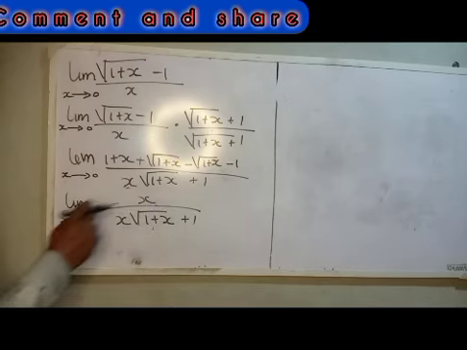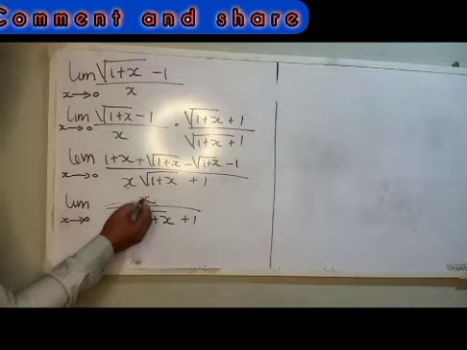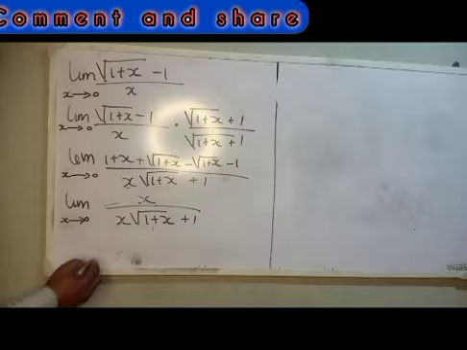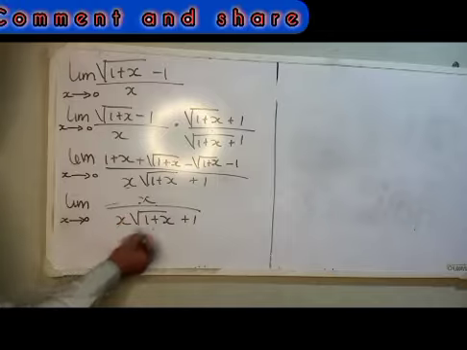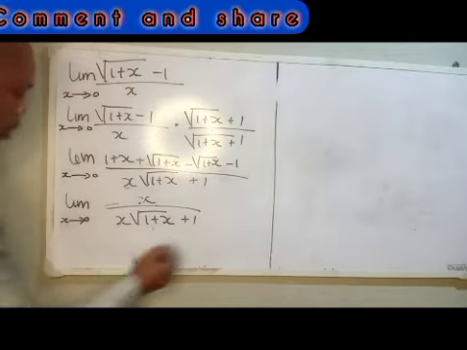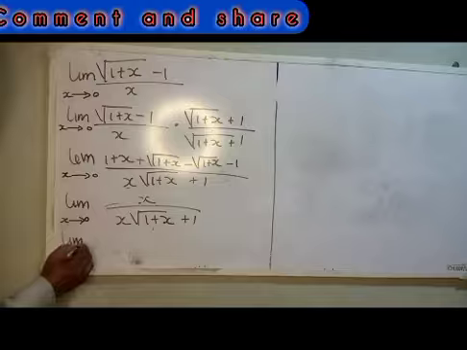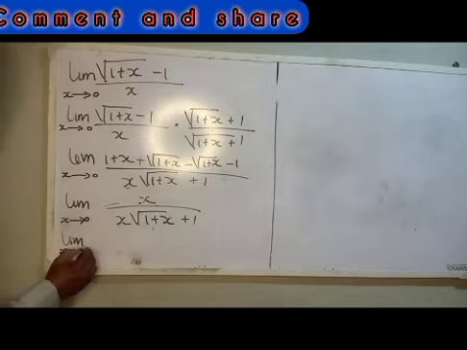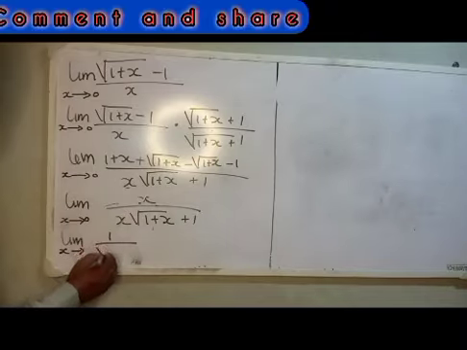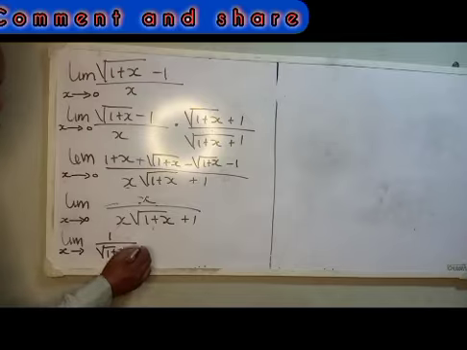So let's go ahead and plug in our 0. But before then, we can still go ahead and cancel this out. We have x divided by x, which is going to give you 1. The limit, when x tends to 0, is now going to be 1 all over the square root of 1 plus x plus 1.